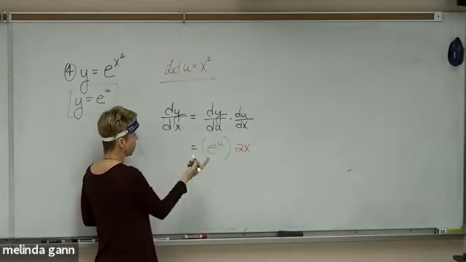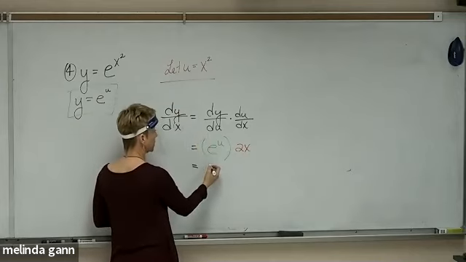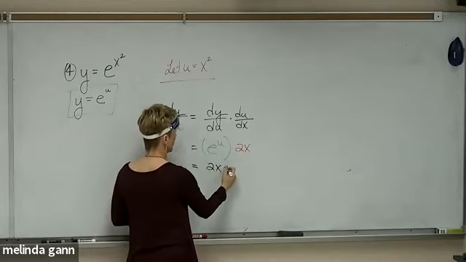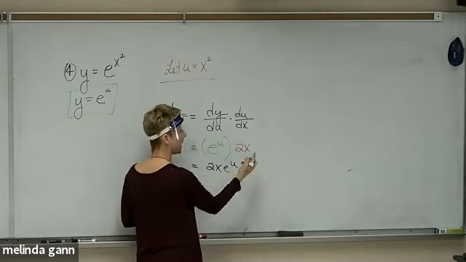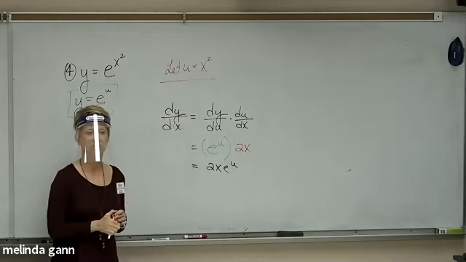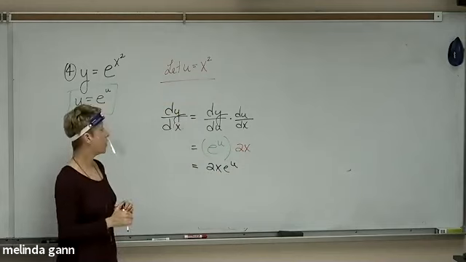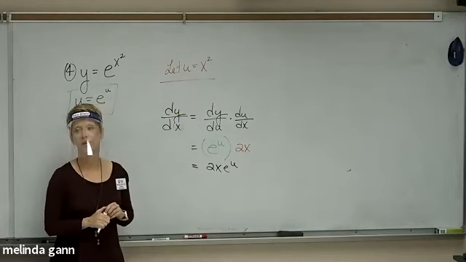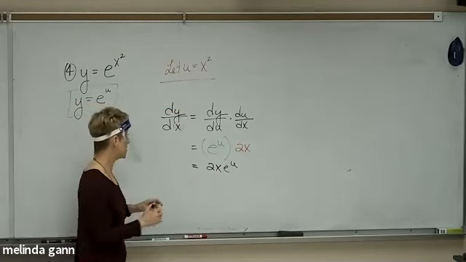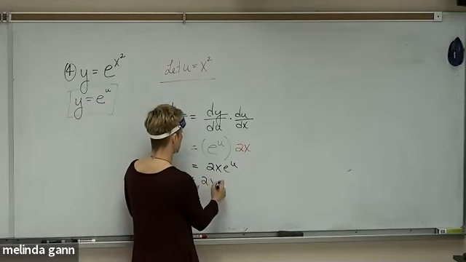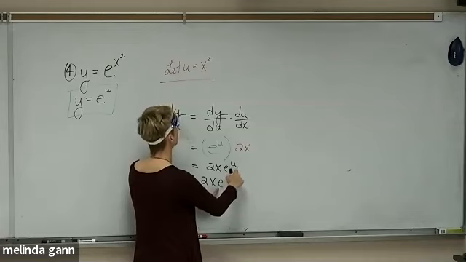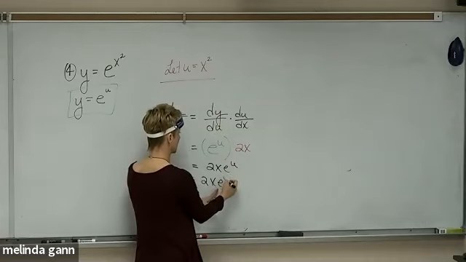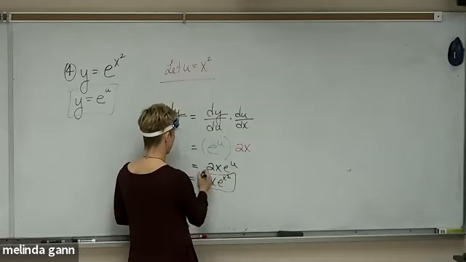So coefficients normally come in front, so I don't care if you put 2x, e to the u, or 2 e to the u x. Does order matter when you're multiplying? Doesn't. Now, if you put that for your answer, what did you forget to do? You forgot to substitute back. So 2xe, what was u really? X squared. There's mine.